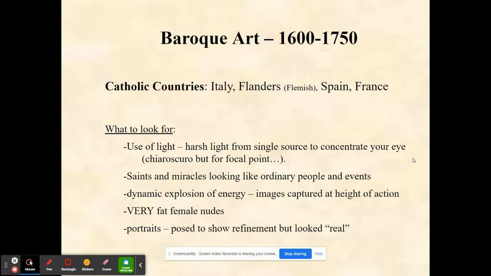Now, when we're talking about the Catholic countries, this is what we're talking about: Italy, Flanders, the Flemish, Spain, and France to a degree. But think about the Italians. There's a reason why the Italian Baroque is important. It fits into what we're calling the Counter Reformation, the Catholic Reformation, how the Catholic Church is going to address the problems of the time period, and those ideas that were created by the Lutheran Reformation.